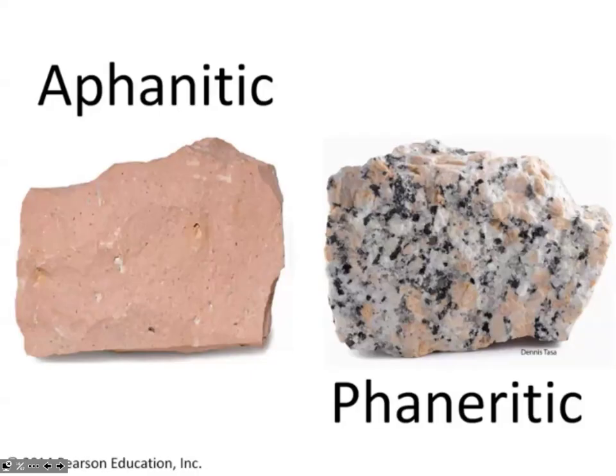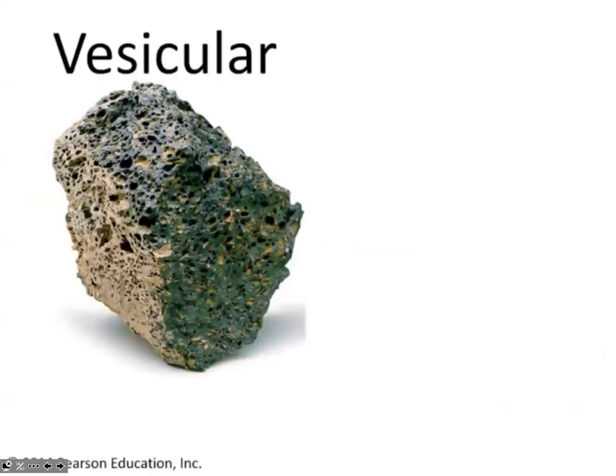Other volcanic textures include vesicular, which basically has little tiny gas bubbles. These gas bubbles formed when the lava decompressed upon eruption, and it produced bubbles just like when you open a can of soda. That soda degasses carbon dioxide. But in this case, the lava set up and solidified around those bubbles before they had a chance to pop.